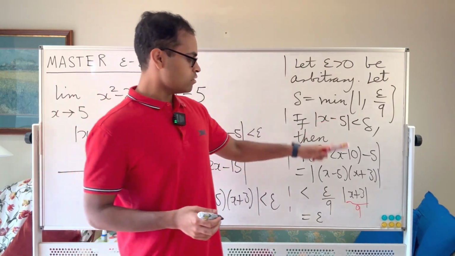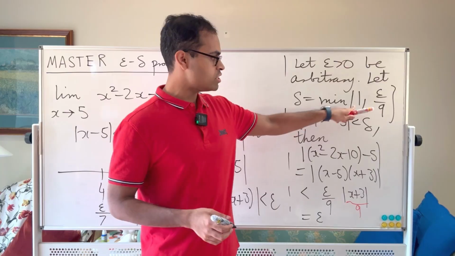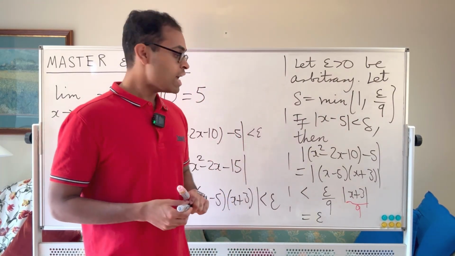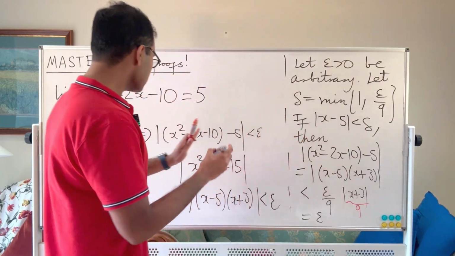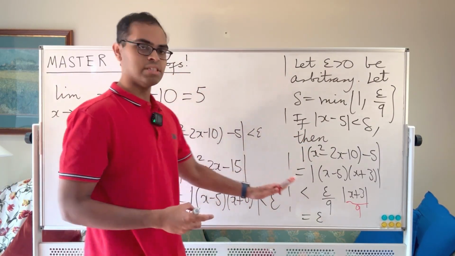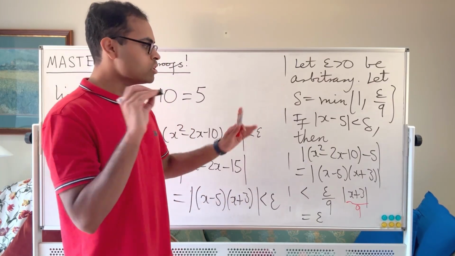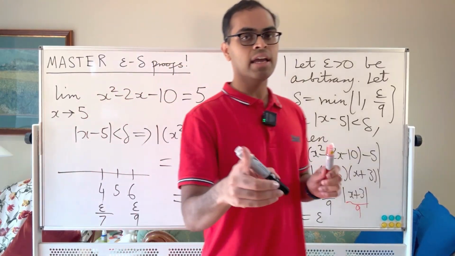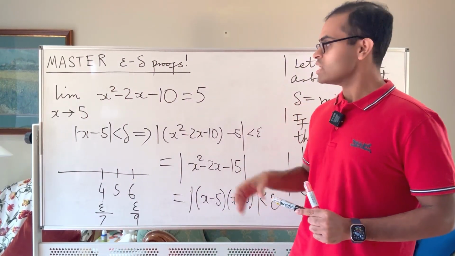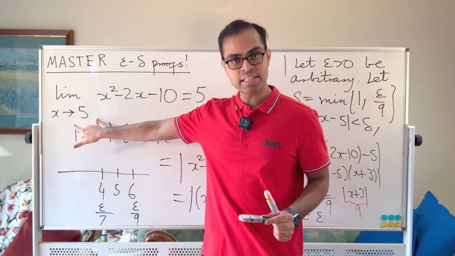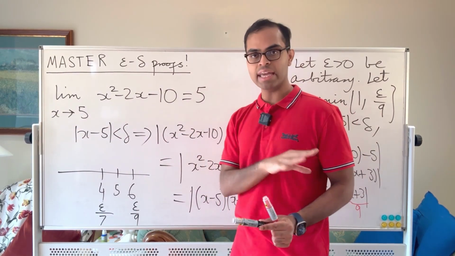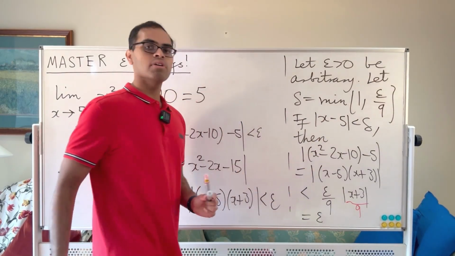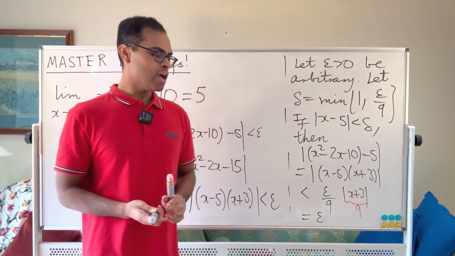So we've ensured that, whatever epsilon I've chosen, you found a delta, which is the minimum of 1 and epsilon over 9, to ensure that if the absolute value of x minus 5 is less than delta, then the absolute value of this expression x squared minus 2x minus 10 minus 5 is less than epsilon. So we've ensured that no matter how close I want x squared minus 2x minus 10 to be to 5, you can find a certain degree of closeness of x to 5, because we have the limit as x goes to 5. You can find a delta, playing a game, so that if the absolute value of x minus 5 is less than delta, then the absolute value of x squared minus 2x minus 10 minus 5 is less than epsilon. Okay, and I hope that makes sense.